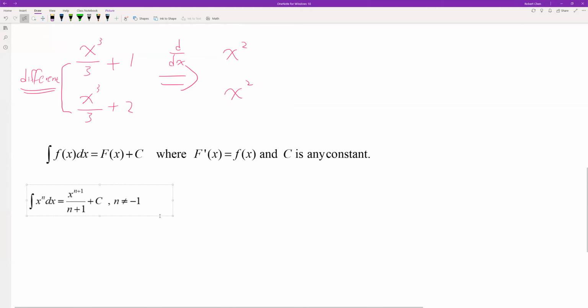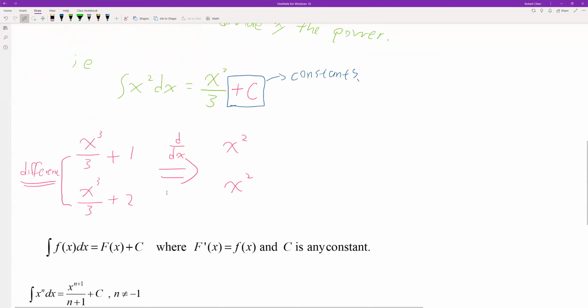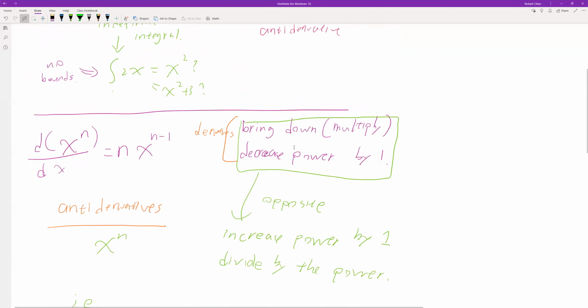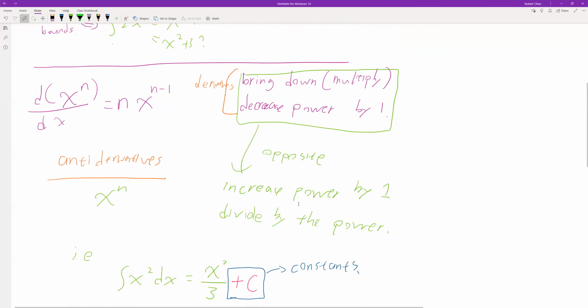Okay, now the first rule is what we're talking about, right? To integrate any power function, we add the power by 1 and divide by the power. So exactly opposite of the derivative, right? Derivative, we multiply by the power and decrease the power by 1. The opposite will be increase the power by 1 and divide by the power. Okay, so for antiderivatives, we are going in that direction.